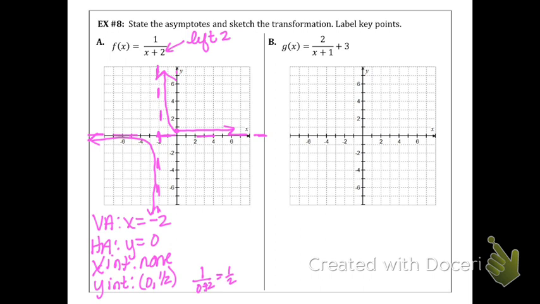On B, we can see first that plus 1 means we're going to go to the left 1. This at the very end is that k value, which means we're going to go up 3. And this is a 2 times, because that's the same as 2 times 1 over everything, so this is going to be a vertical stretch by 2. Sorry, I was trying to move my graph down a little bit here.